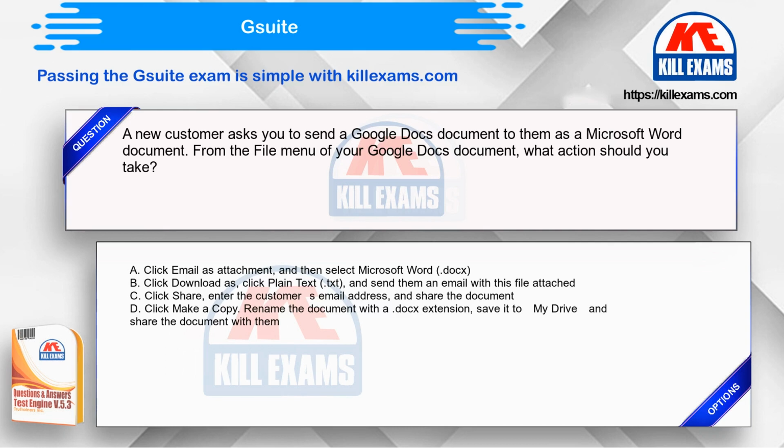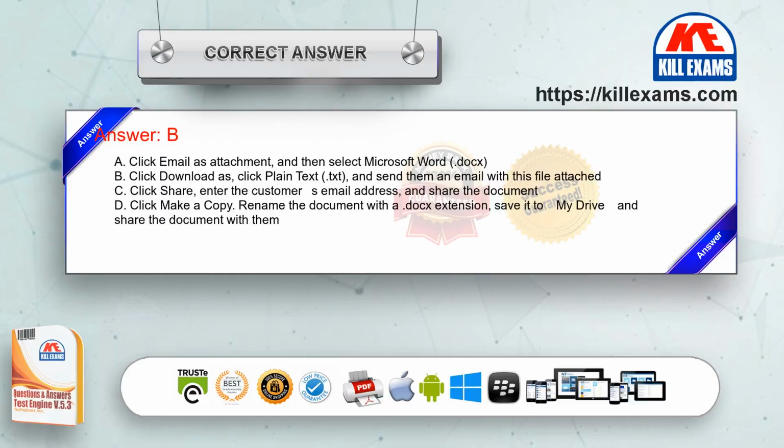Option B. Click Download as, click Plain Text, .txt, and send them an email with this file attached. Option C. Click Share, enter the customer's email address, and share the document. Option D. Click Make a copy. Rename the document with a .docx extension, save it to My Drive and share the document with them. The correct answer is option B.